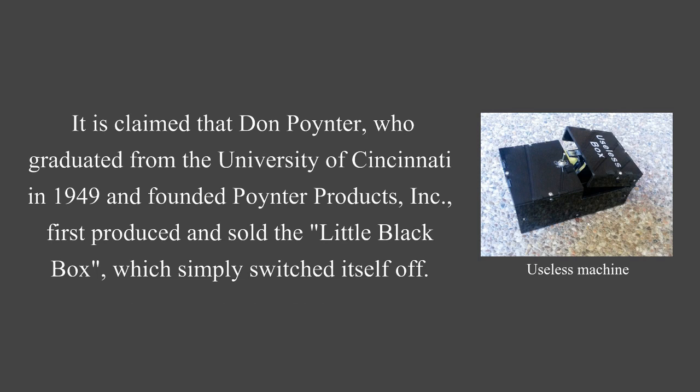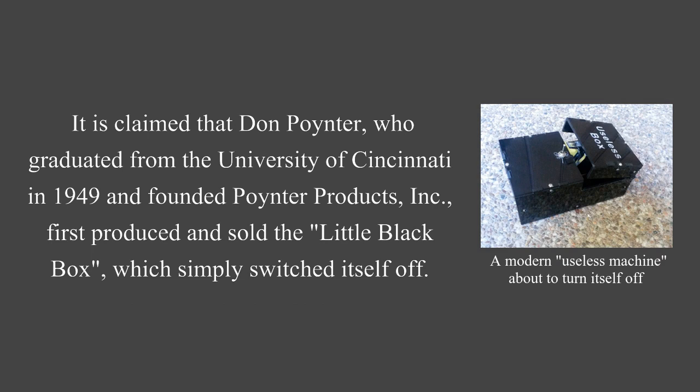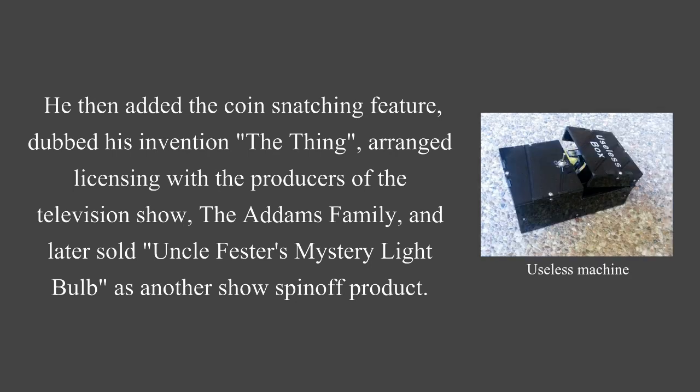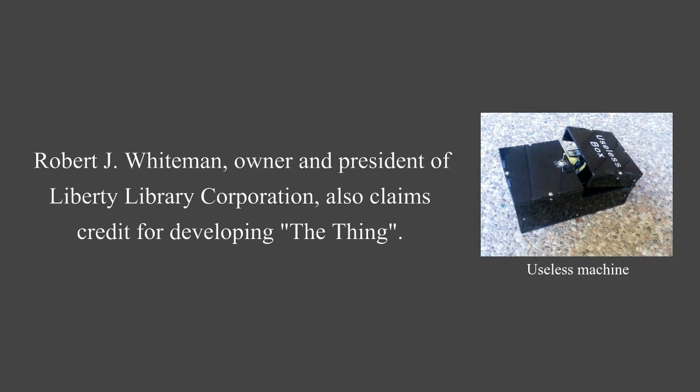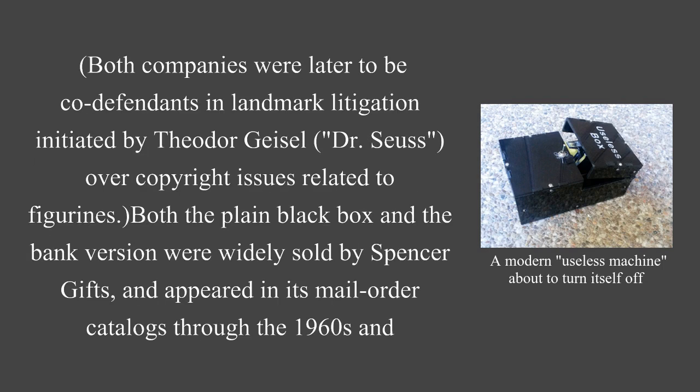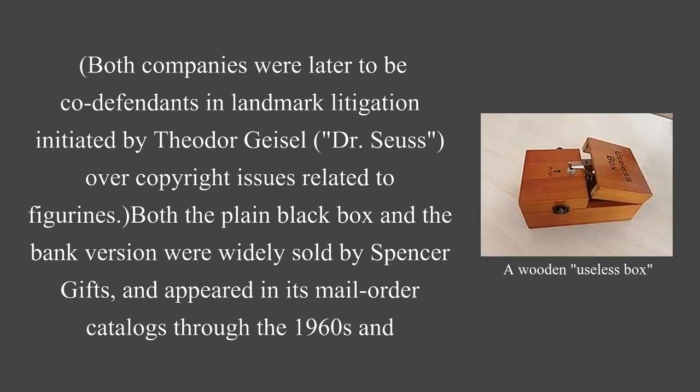It is claimed that Don Pointer, who graduated from the University of Cincinnati in 1949 and founded Pointer Products, first produced and sold the little black box, which simply switched itself off. He then added the coin-snatching feature, dubbed his invention The Thing, arranged licensing with the producers of the television show The Addams Family, and later sold Uncle Fester's Mystery Light Bulb as another show spin-off product. Robert J. Whiteman, owner and president of Liberty Library Corporation, also claims credit for developing the Thing. Both companies were later to be co-defendants in landmark litigation initiated by Theodor Geisel, Dr. Seuss, over copyright issues related to figurines.